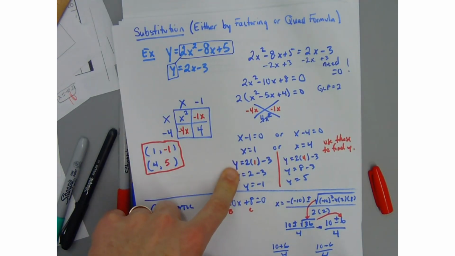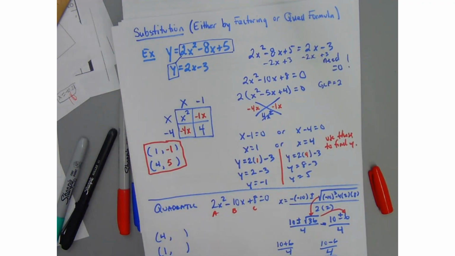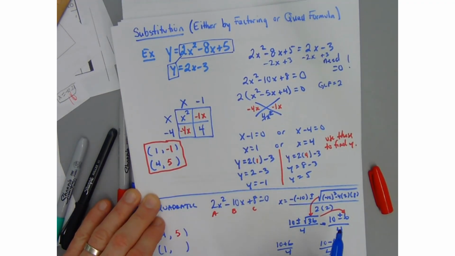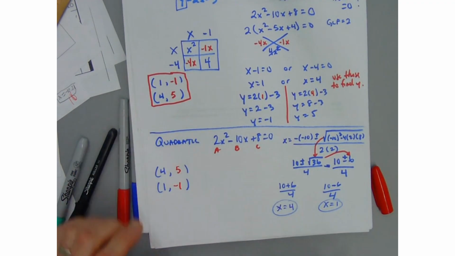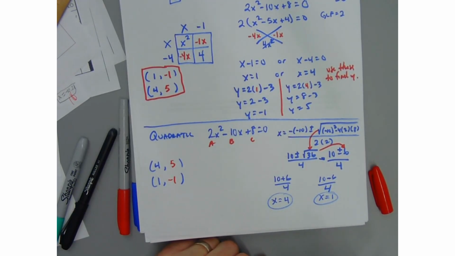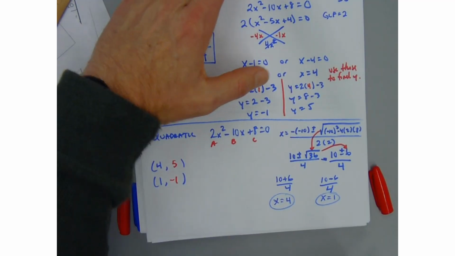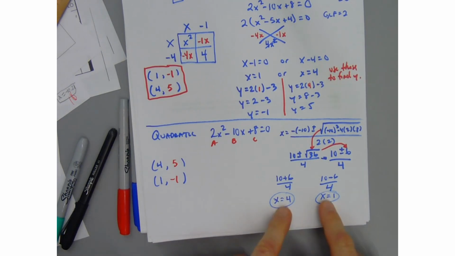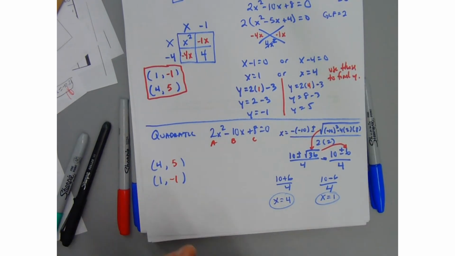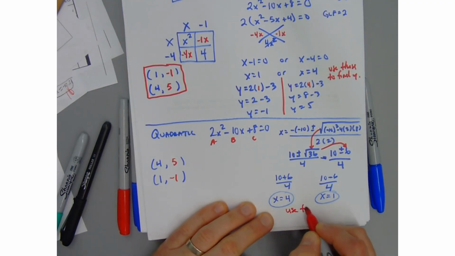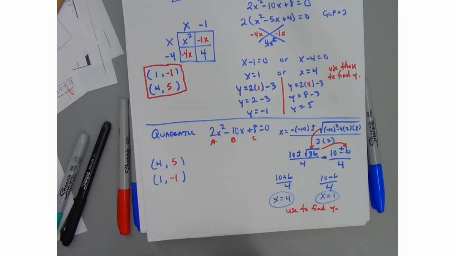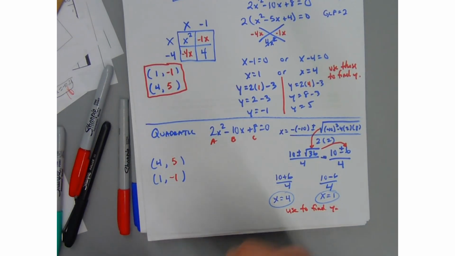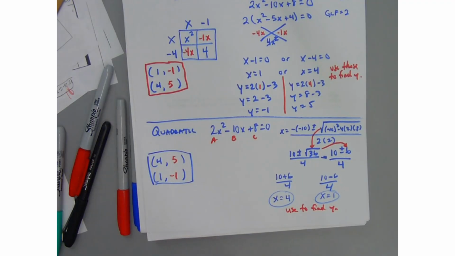Okay? We already know what the answer here is, right? We can use those same things. We know that we get 5 when we plug 4 in, and we get negative 1 when we plug 1 in. I'm not going to go through and do that all over again for you because it's the exact same thing. The factoring and the quadratic are only used to find the x values, the first half of our solution set. Okay, we have to use those then to find y. Right? That gives me the output values. That gives me these, which are my two solutions.